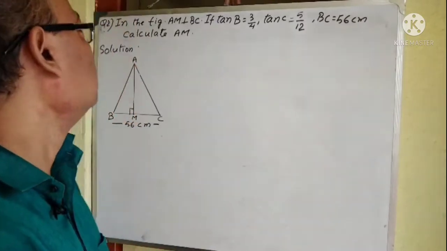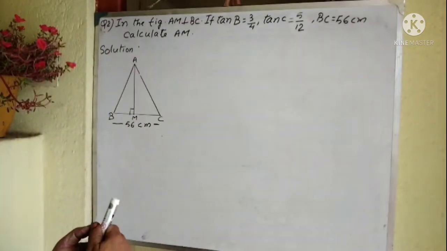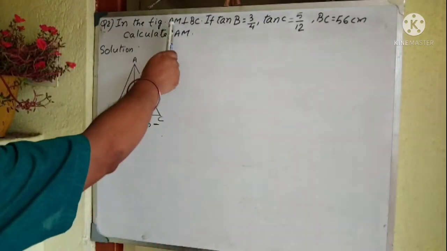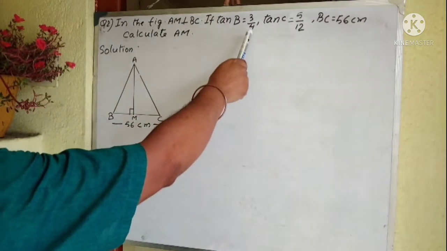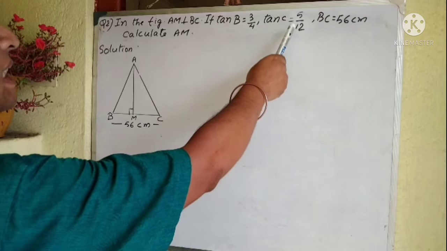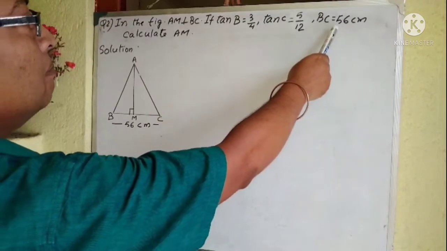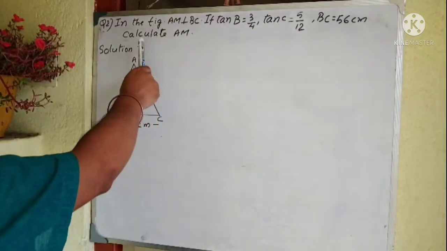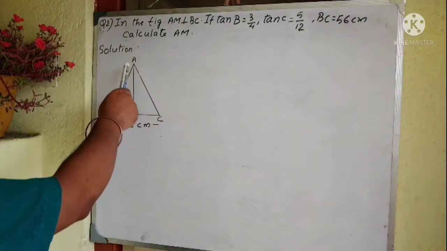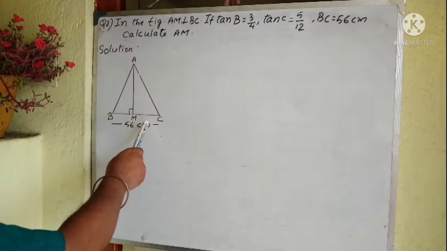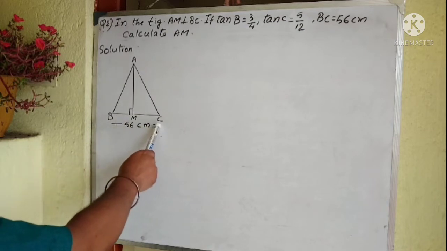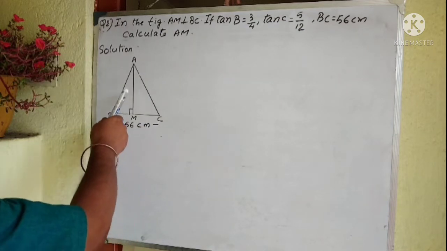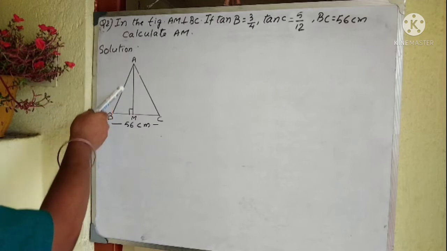Now we will take another question. In the figure AM perpendicular BC, if tan B is equal to 3 by 4, tan C equals 5 by 12, BC is 56 centimeter, you have to calculate AM. So this is the triangle ABC where AM is perpendicular to BC and BC is 56 centimeter. We need to find out this AM.